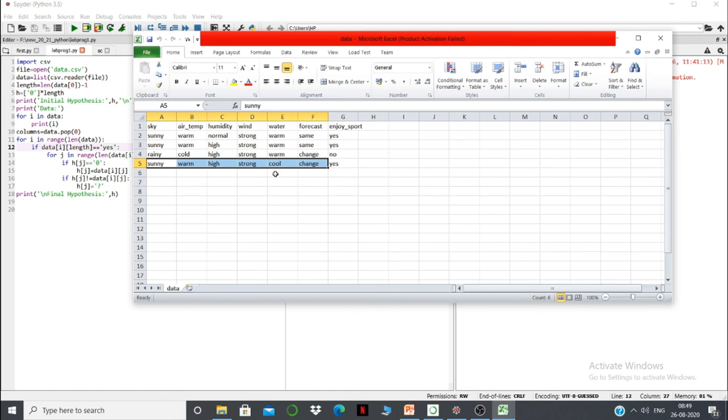So in a positive training example, water can be warm or cool. Both values are accepted for the positive training example, so it remains a question mark. Next, change, same. So it can also be replaced by the question mark. That is how we generate a maximally specific hypothesis for this training set. This maximally specific hypothesis can address all the positive training examples of the data set.